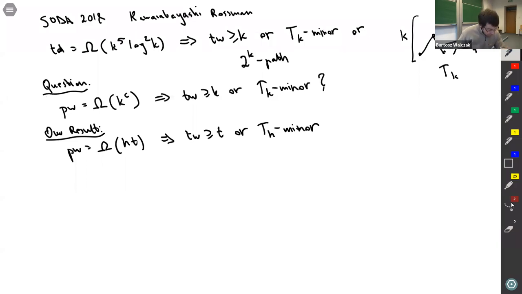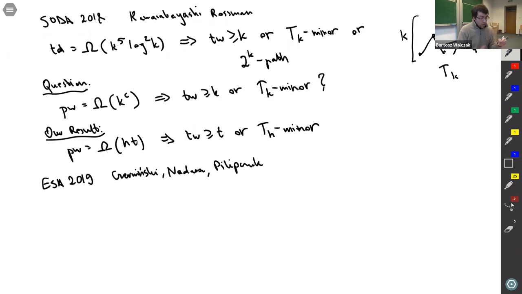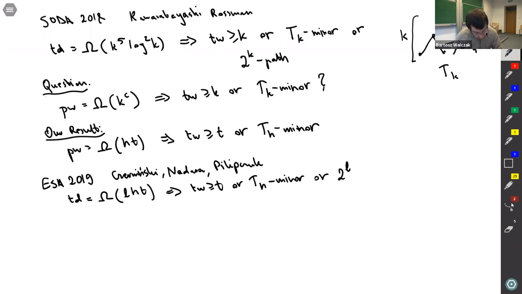There was also another nice paper from ESA 2019 by Czerwiński, Nadara, and Marcin Pilipczuk, where they also consider this. They strengthened the result of Kawarabayashi and Rossman. Basically they proved that if the tree depth is of the order, say, L times H times T, then the treewidth is at least T, or there is a TH minor, or there is a path of length 2 to the power L.